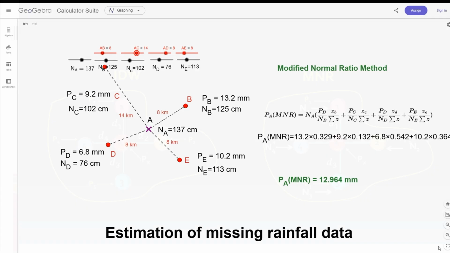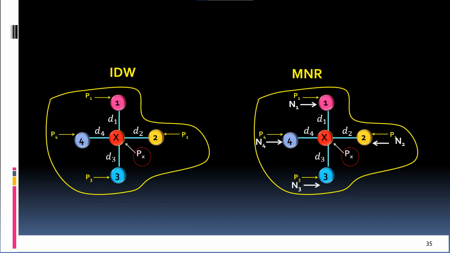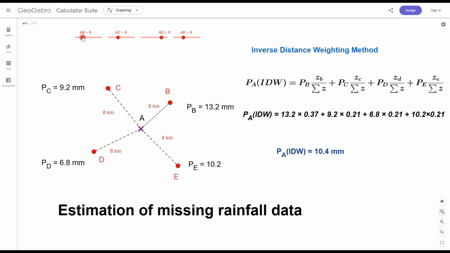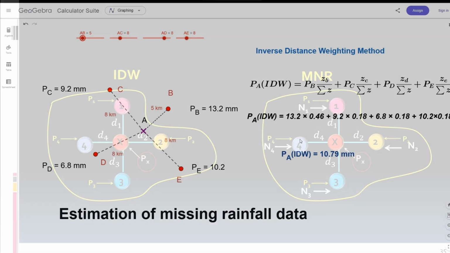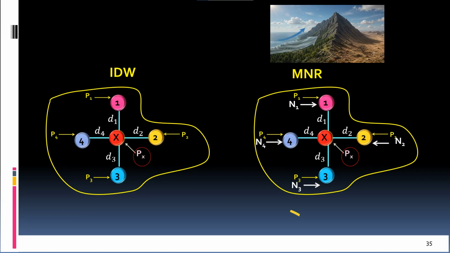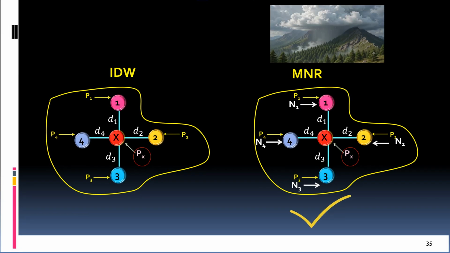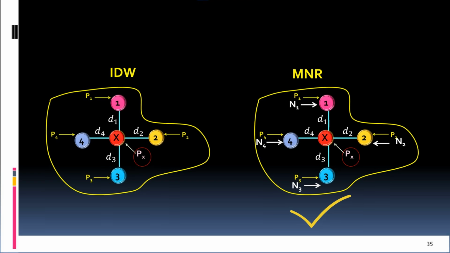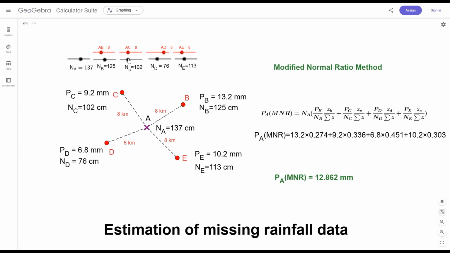Let us summarize. Inverse distance weighting method is better than a plain average because it trusts nearby weather stations more. The closer a station is, the more its data matters. Modified normal ratio is a better pick for mountains and uneven ground because it looks at two things: how close the station is and how much rain that area usually gets.